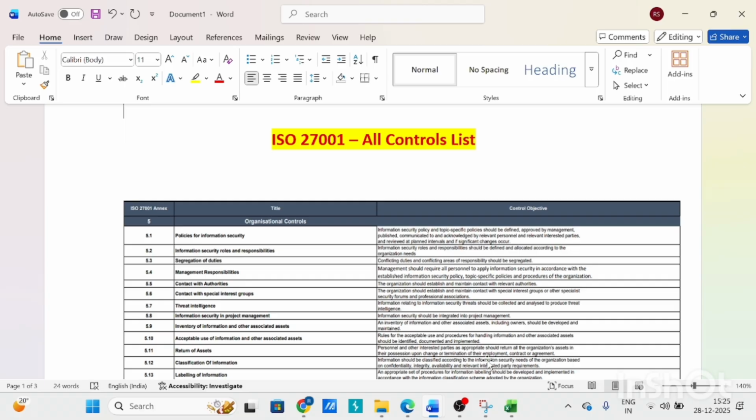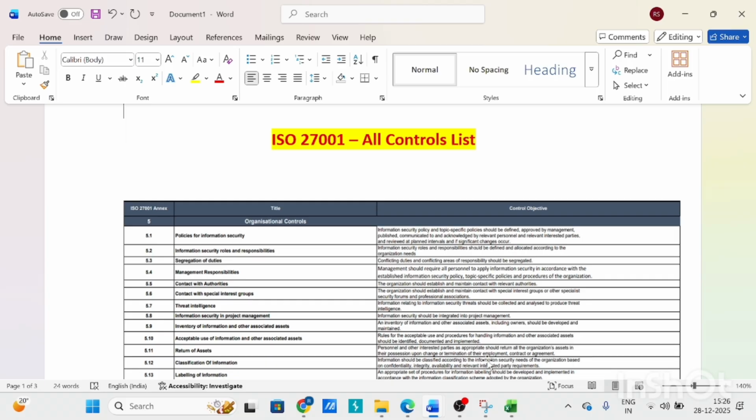Contact with authorities. The organization should establish and maintain contact with the relevant authorities. Contact with special interest groups: the organization should establish and maintain contact with special interest groups or other specialist security forums and professional associations. 5.7 talks about threat intelligence. Information relating to information security threats should be collected and analyzed to produce threat intelligence. Information security in project management comes under 5.8. Information security should be integrated into project management.